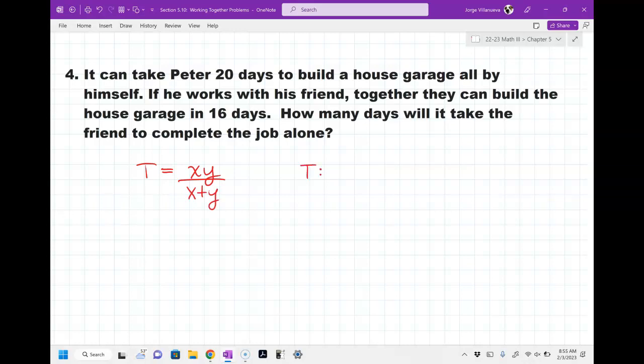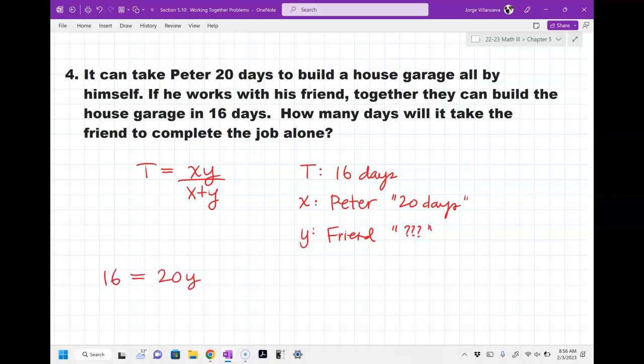I know that they gave me the t value, which was 16. So together it takes 16 days. Peter takes 20 days. The friend, which they didn't even give a name to, we don't know how many days. So just plug it in, work it out. So here we go. T is 16. So 16 equals 20y over 20 plus y.